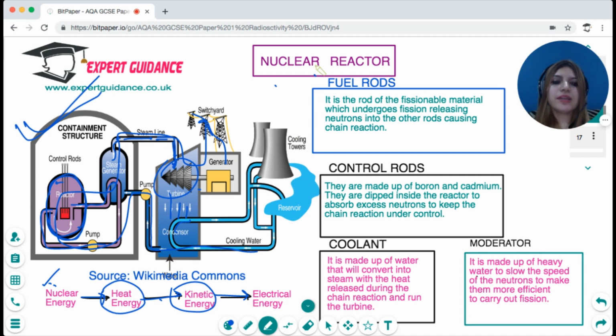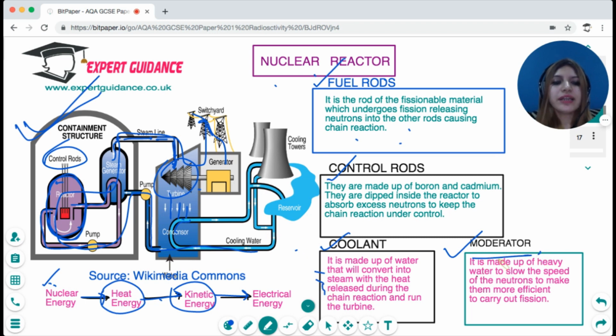Now, what are the components of a nuclear reactor? We have fuel rods, control rods, coolant, and a moderator. The fuel rod is a rod of the fissionable material which undergoes fission, releasing neutrons into the other rods, causing the chain reaction. The control rods are made up of boron and cadmium. They absorb the excess neutrons released by fission so that the chain reaction can be controlled. Then you have the coolant. The coolant is made up of water that will be converted into steam, and then that will run the turbine.